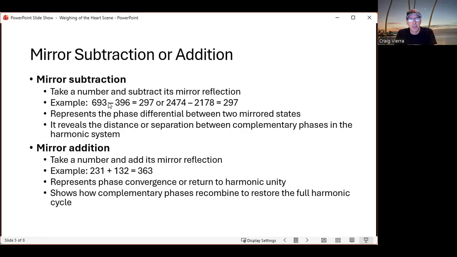You treat this as representing a phase differential between two different mirror states. You could say, oh, well, one is magnetic and we are subtracting it from the dielectric and we're generating this value here, which is 297.